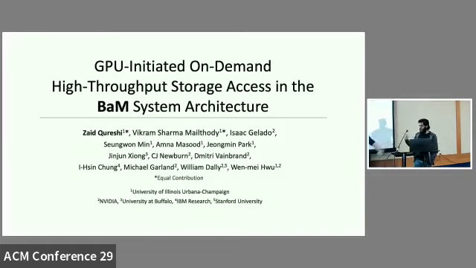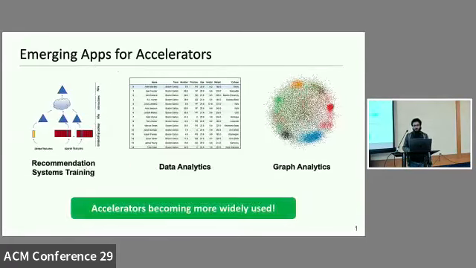Yep. Thank you, Professor, for your introduction. Hi, I'm Zaid, and I'll be talking about our work on GPU-initiated on-demand high-throughput storage access in the BaM system architecture. This work was done at the University of Illinois in collaboration with NVIDIA, IBM Research, University at Buffalo, and Stanford University. Due to their impressive performance, accelerators are becoming a prominent part of many application pipelines.